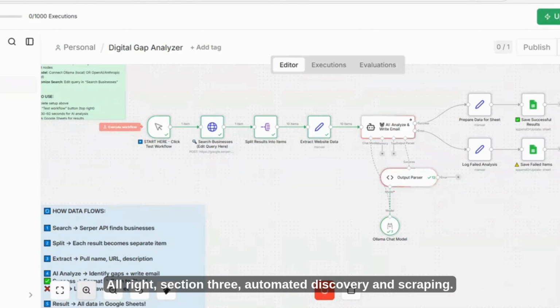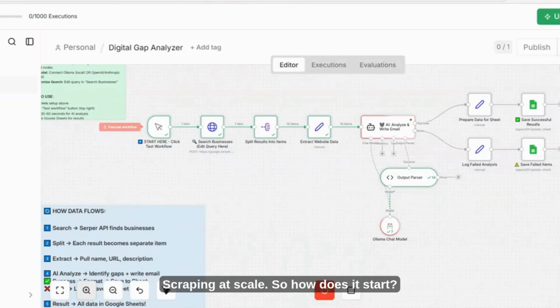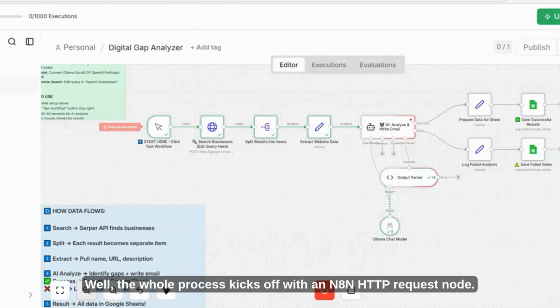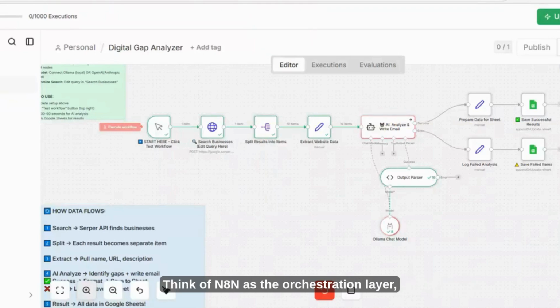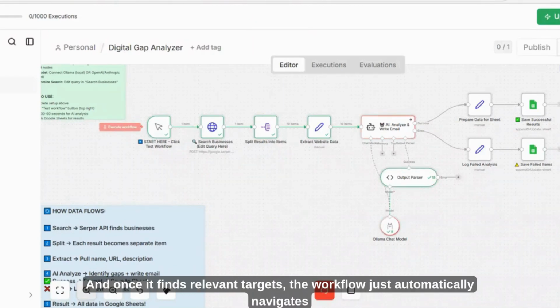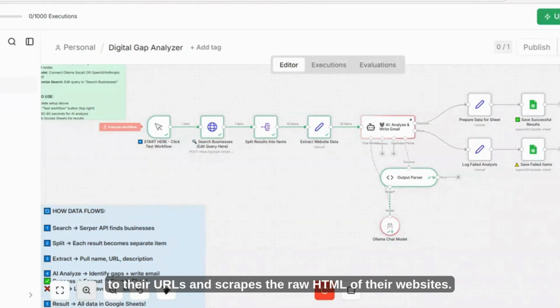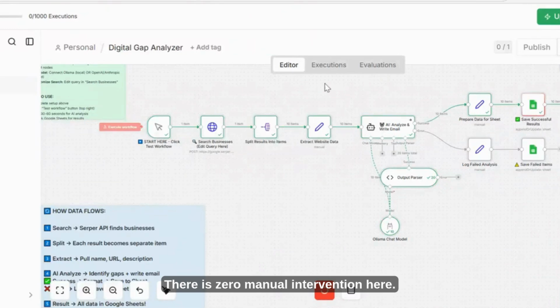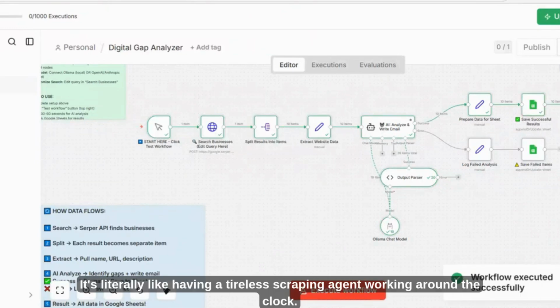All right, Section 3, automated discovery and scraping. Scraping at scale. So how does it start? Well, the whole process kicks off with an N8N HTTP request node. Think of N8N as the orchestration layer, or the conductor of the orchestra. It queries local businesses using the Serper API. And once it finds relevant targets, the workflow just automatically navigates to their URLs and scrapes the raw HTML of their websites. There is zero manual intervention here. It's literally like having a tireless scraping agent working around the clock.